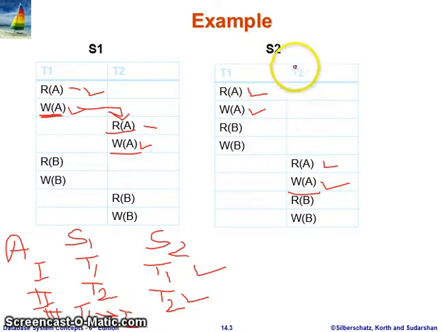Check in schedule 2 as well. Here T1 is reading and T1 is writing. What T1 writes is read by transaction T2, means the modification done by transaction T1 is read by transaction T2, so T1 is producing and T2 is consuming. So the same order: T1 is producing and T2 is consuming that value. So T1 is followed by T2, which means our third condition also matches.